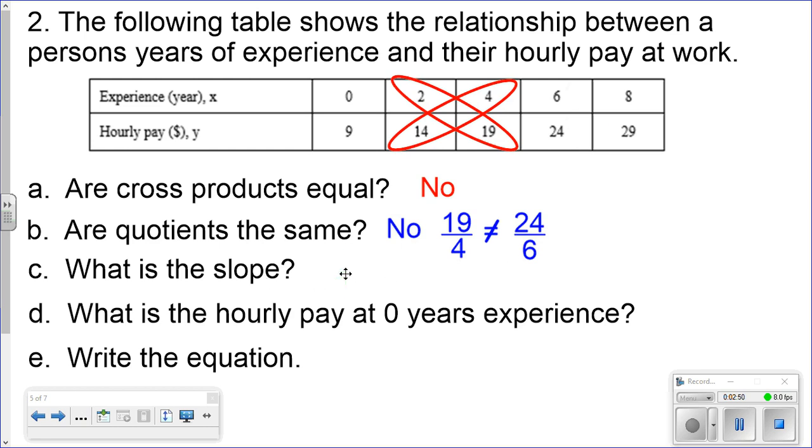What is the slope? Well, we can still find the slope because it's the change in y over the change in x, because we know that non-proportional is still got a constant rate of change. What is the hourly pay at 0 years experience? Well, we can see right there it's $9. So if I write the equation, it's y equals 5/2 x, that's my slope, plus 9. That's my y-intercept.